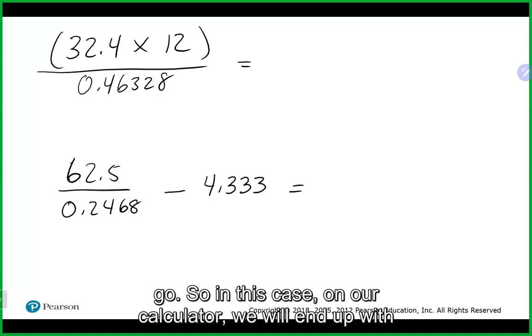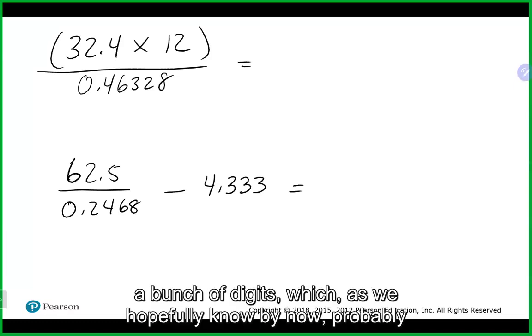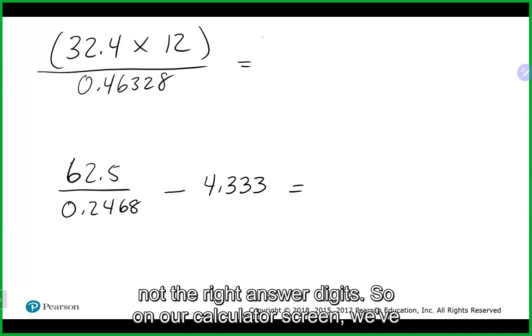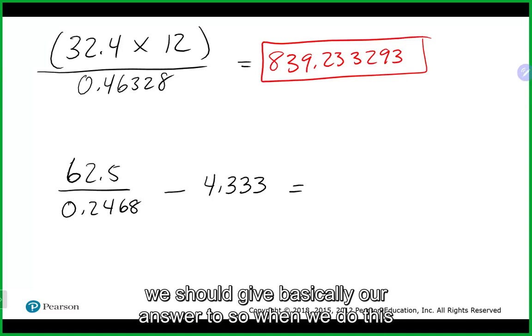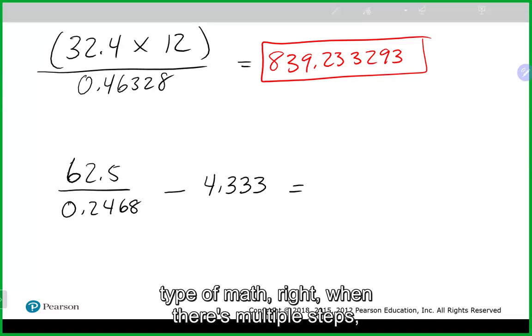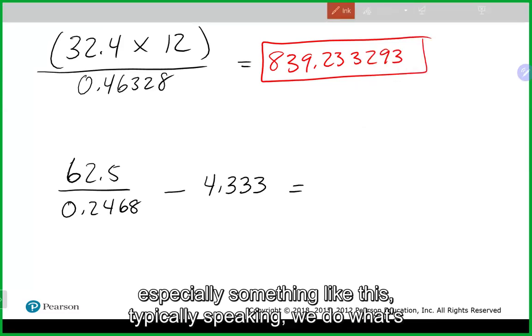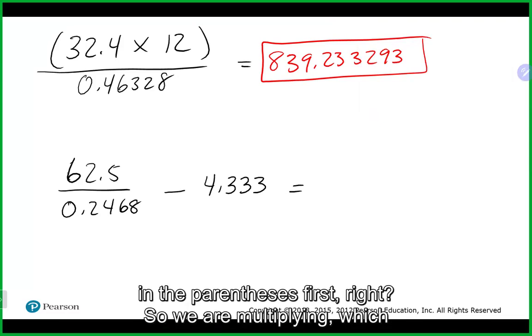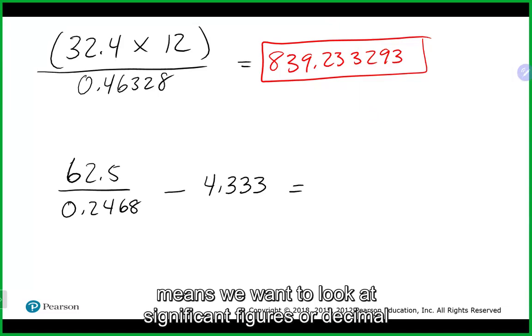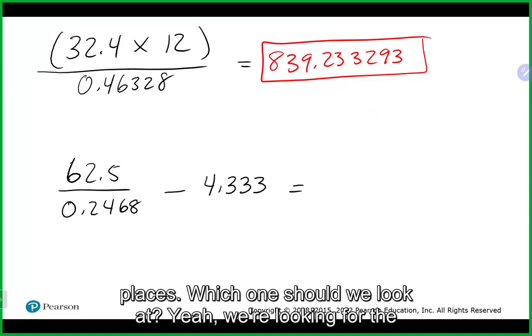So in this case, on our calculator, we will end up with a bunch of digits, which as we hopefully know by now, are probably not the right answer digits. On our calculator screen, we've got 839.233293. And now we have to figure out where we should give our answer to. When there's multiple steps, especially something like this, typically we do what's in the parentheses first, right? So we are multiplying, which means we want to look at significant figures or decimal places. Which one should we look at?